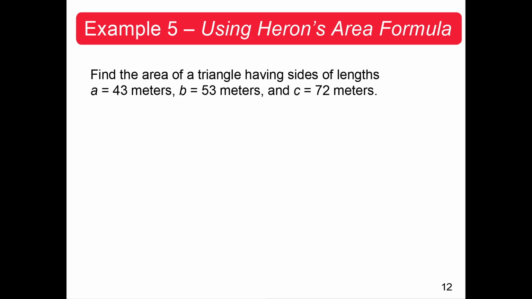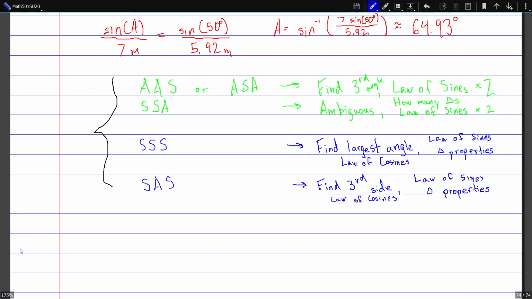Let's go ahead and tackle a specific example. Let's say we have a triangle whose side lengths are 43, 53, and 72 meters. This is going to be straightforward. We're simply going to start by finding S, and then once we have that, we're going to substitute into our formula and evaluate as quickly as possible. So let's pop over to the notepad to take a look.